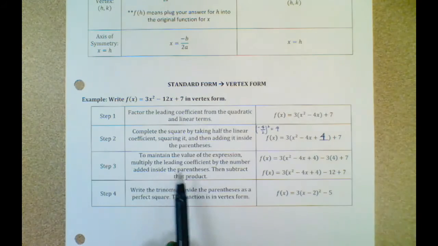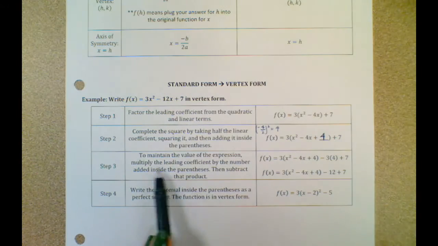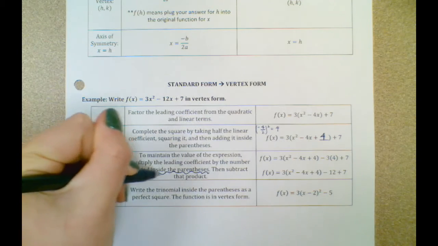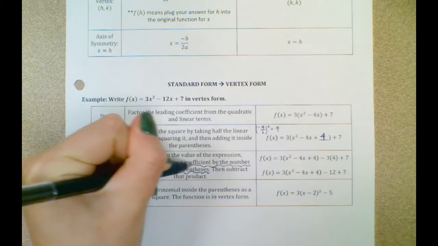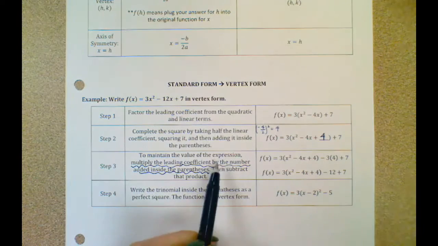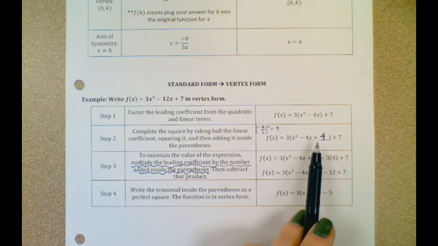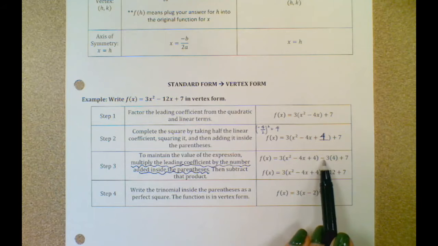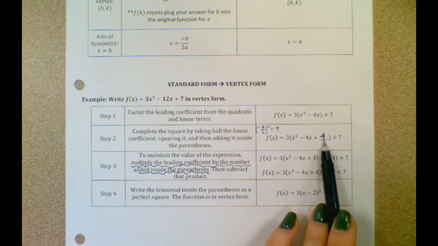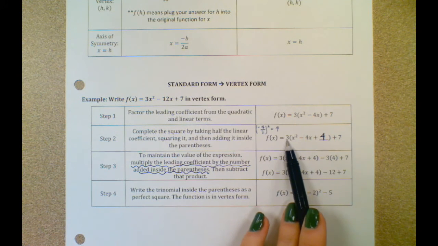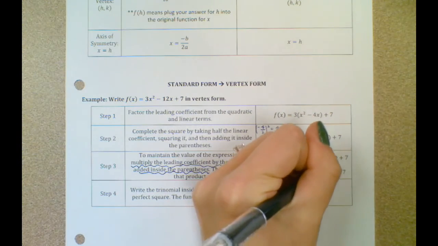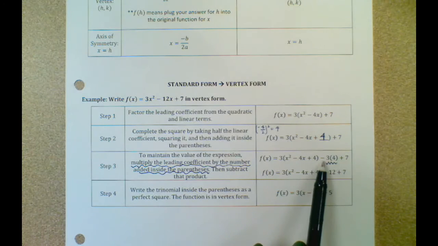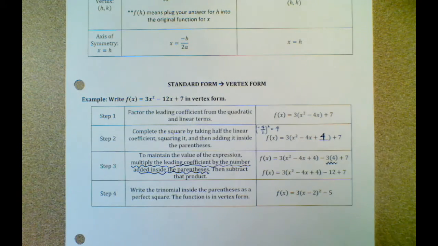Now, step 3 says to maintain the value of the expression, multiply the leading coefficient by the number added inside the parentheses, then subtract that product. The reason we need to do this is to maintain the value of the expression. Technically, right here, I was just being a magician, I wasn't being a good mathematician. So to make sure we're being good mathematicians, we subtract the product of the number we used for completing the square and the leading coefficient. That's this term right here, and we subtract it. Then you can simplify that. So that's negative 12, and then we have the plus 7 still.